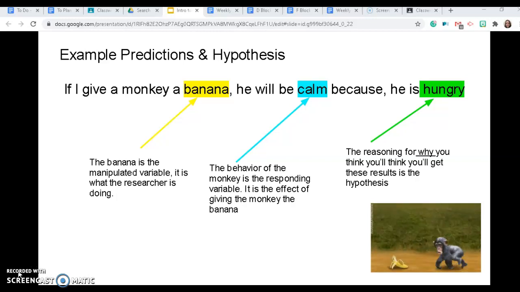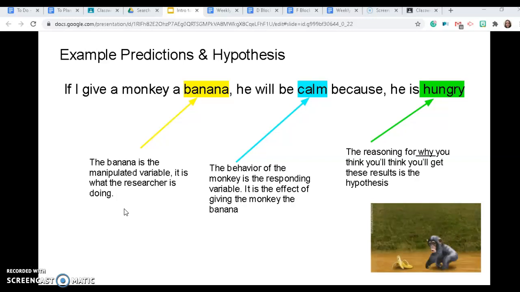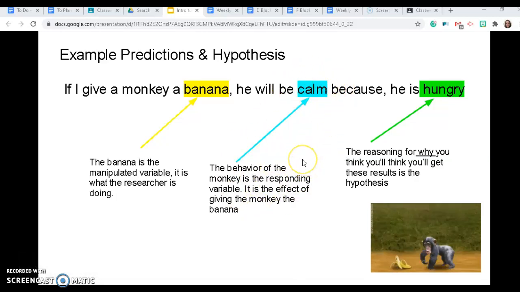Here is an example prediction and hypothesis. If I give a monkey a banana, he will be calm because he is hungry. The banana is the manipulated variable because it's what I am doing as the researcher to cause a change in the monkey's behavior. The change in behavior is that the monkey will relax and be calm because of the banana. It's the effect of feeding the monkey.